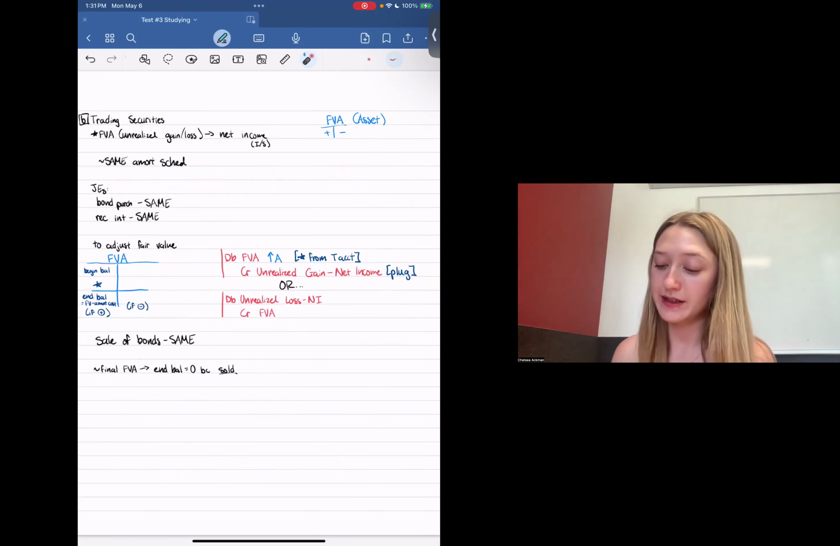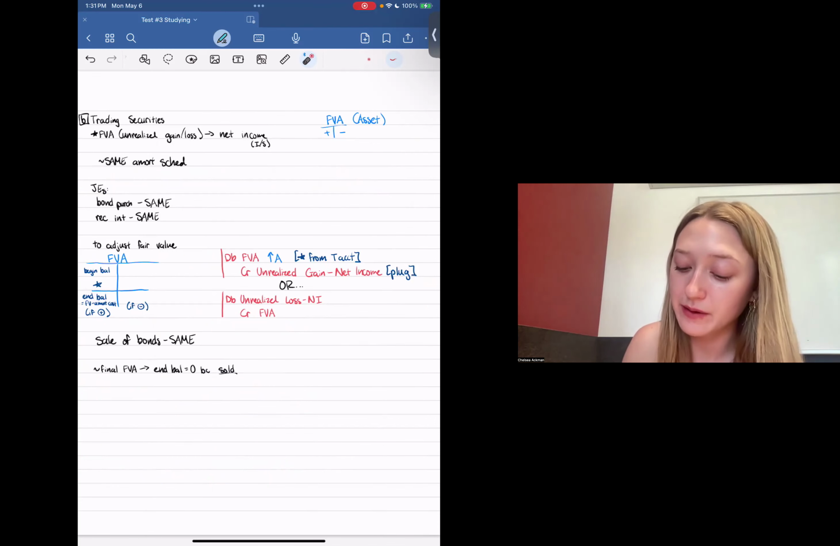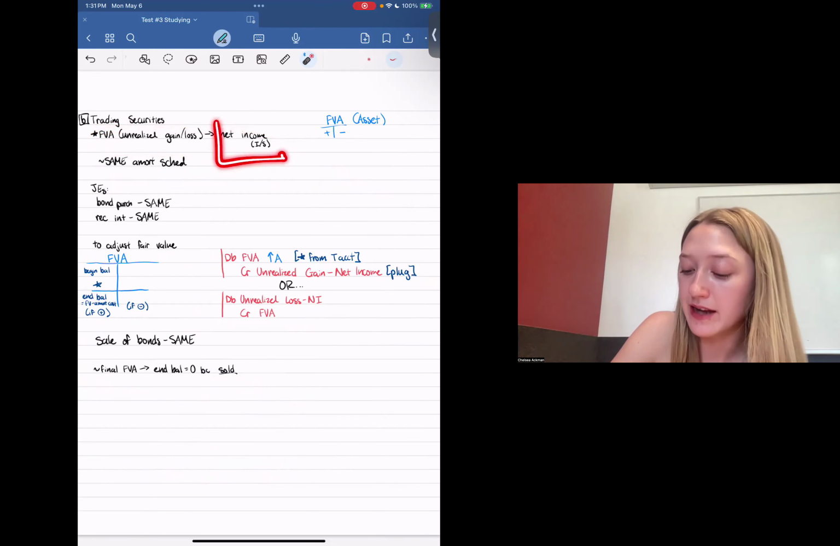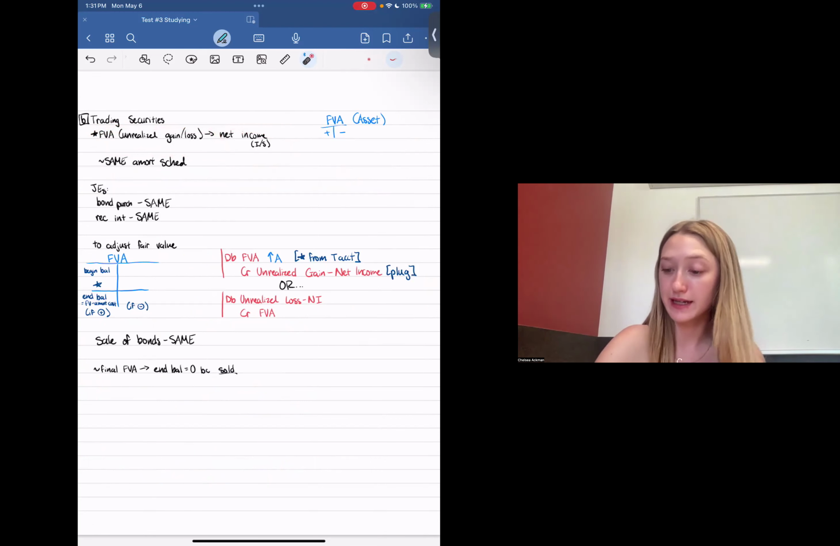Next, for trading securities, this is where we're going to get into fair value adjustments. And for trading securities, those go into net income on the income statement.